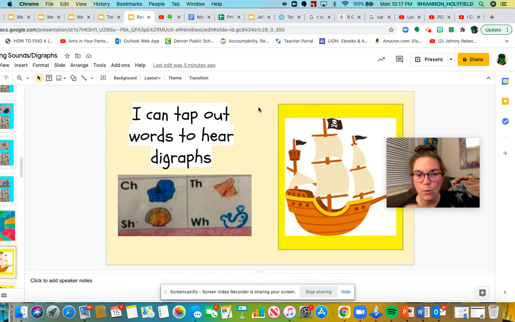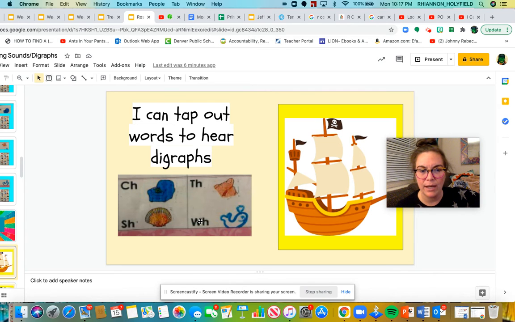Okay, so now I'm going to say a word and I want you to tap out the word to hear the digraph, right? And here are the four we're practicing. And actually, we're not even going to practice W and H right now because CH, TH, and SH are the most important to learn first. So I have a picture of ship. Fingers up, and we're going to tap it out.